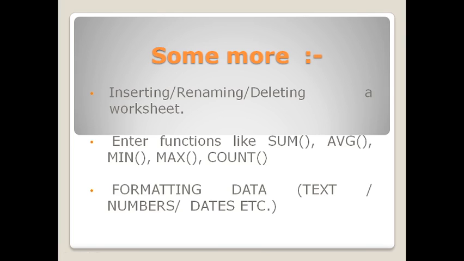Some more things we'll learn. As I told you earlier also, we'll learn how to insert a worksheet, how to rename it, how to delete it. We will know about the functions which are already predefined in Microsoft Excel. We have to simply use them. Sum to add the numbers, average to find out the average of the numbers in the range, min to find out the minimum value in the cell range, max to find out the maximum value in the cell range, count to count the number of values in the cell range. Then formatting the data means how we can format a text, number or date, etc.